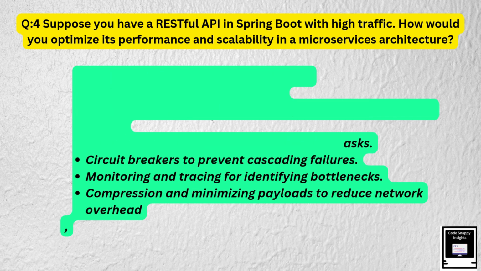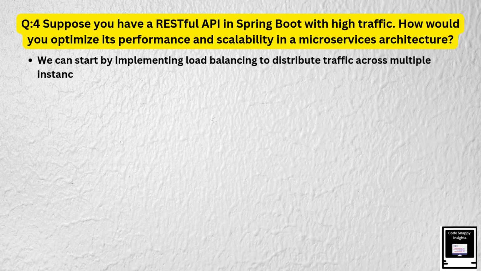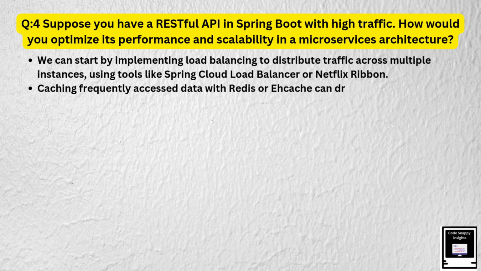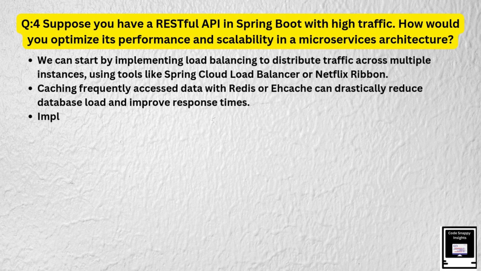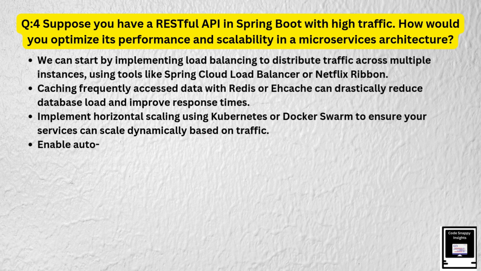Let's answer this question. Start by implementing load balancing to distribute traffic across multiple instances using tools like Spring Cloud LoadBalancer or Netflix Ribbon. Caching frequently accessed data with Redis or Ehcache can drastically reduce database load and improve response time. We can implement horizontal scaling using Kubernetes or Docker Swarm to ensure your services can scale dynamically based on traffic. We can enable auto scaling to handle sudden traffic spikes.